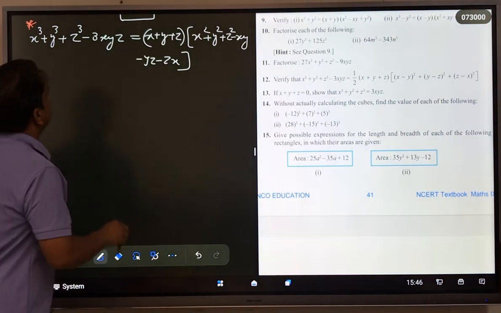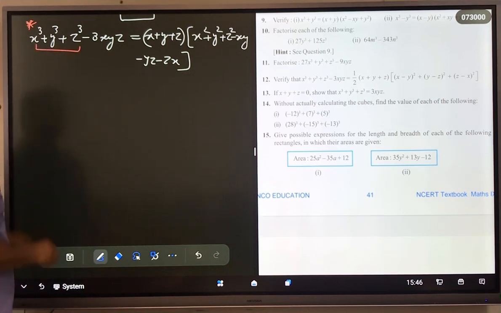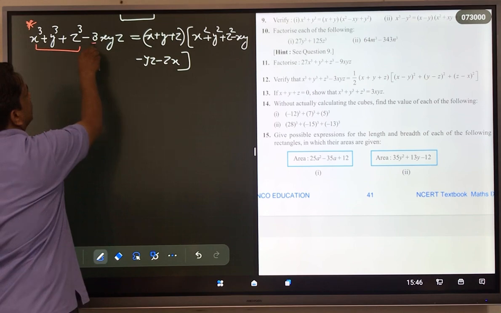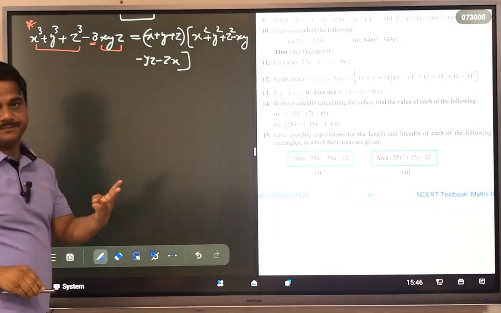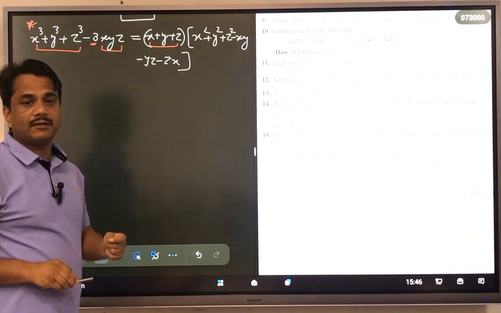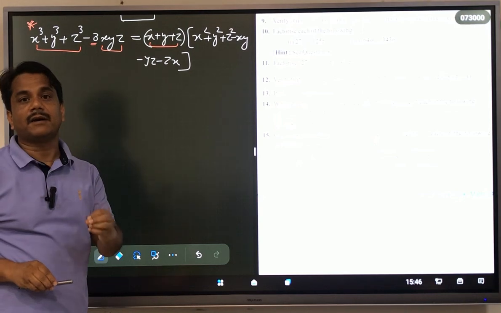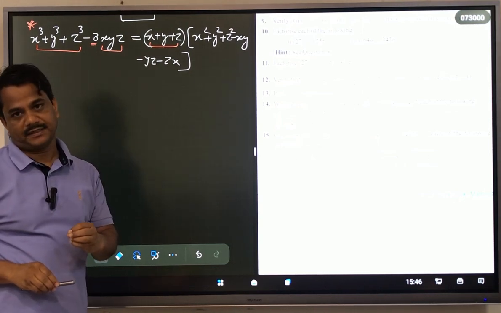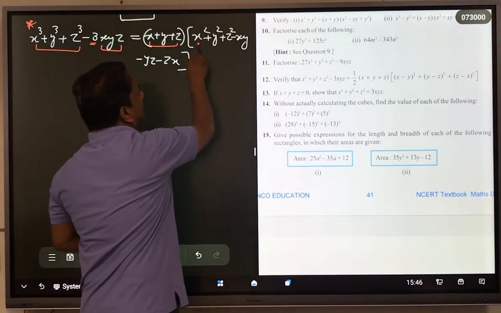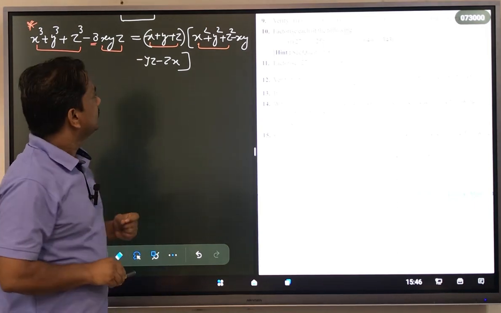Look, here it is. This expression is called the sum of cubes. And this is called 3 times the product of these three quantities. This is called the linear sum. Why am I calling it the linear sum? Linear sum means their single power has been used here. And here it is x square, y square, z square. This is called the quadratic sum. Quadratic sum means the sum of second powers.